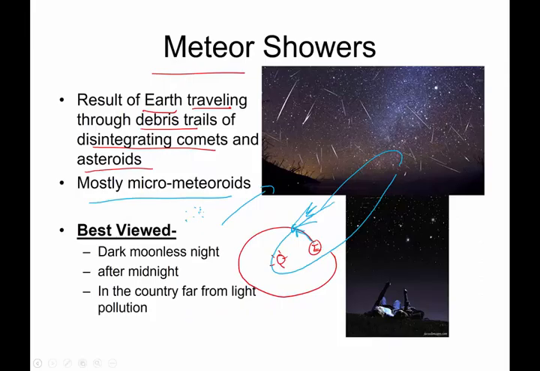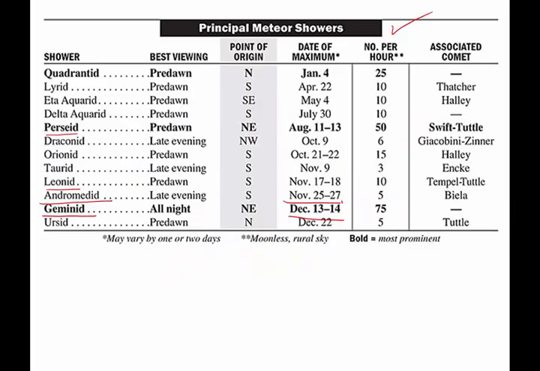If you wanted to view meteor showers, when's the best time to do it? If you can find a meteor shower that occurs on a moonless night, at the time of a new moon, when there's not going to be a lot of extra light, after midnight so it's good and dark, and you need to be in the country a long way from light pollution. If you go to a city park, you're not going to have too good luck. But if you go way out in the country, you have much better odds of seeing meteor showers.